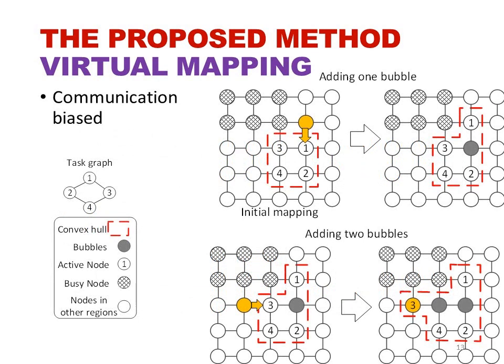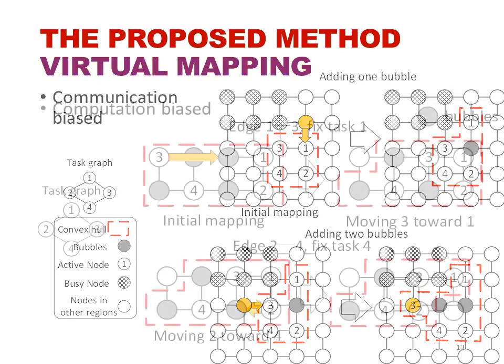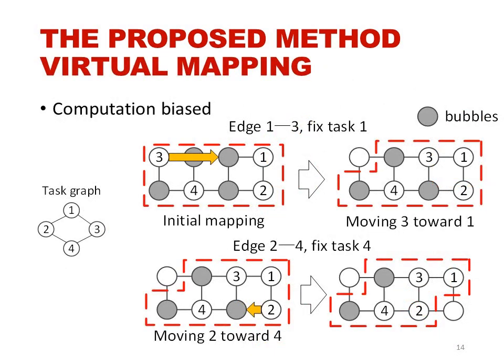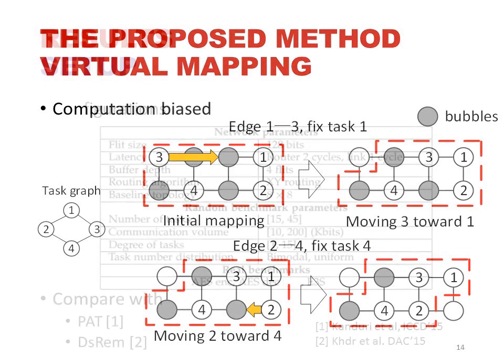For communication biased applications, we first map applications in a small region, and then we add bubbles step by step. For computation biased applications, we insert as many bubbles as possible into the application regions in the beginning and then remove the bubbles step by step.